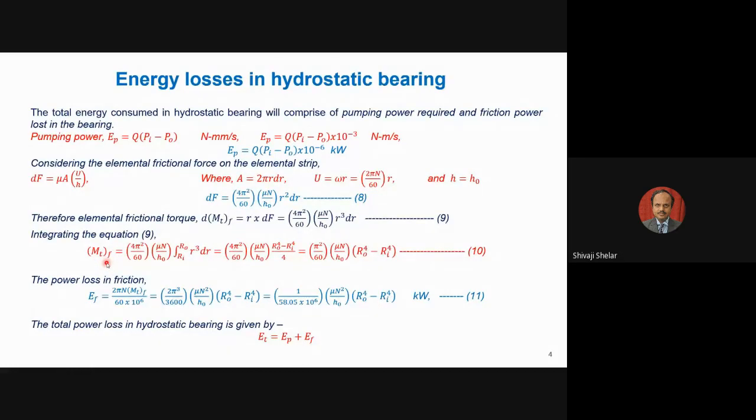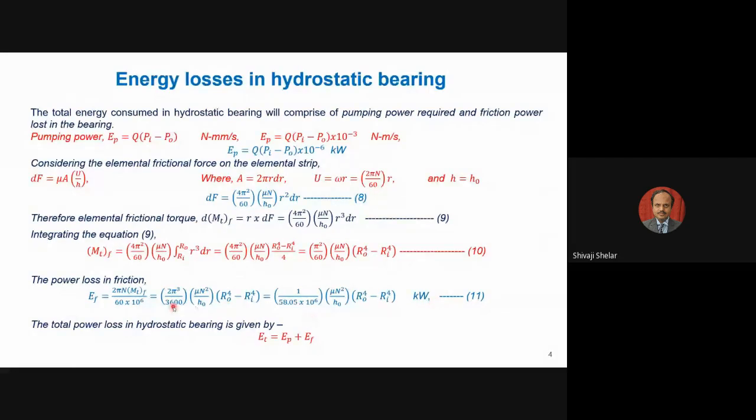Now, whenever there is a frictional torque, your shaft is rotating at constant speed, so the power loss in friction can be evaluated here. Power loss in friction, EF, E stands for energy and F stands for friction. Now this is a mechanical power, because it is rotating, so I'm using the formula for mechanical power: 2 pi n MT upon 60 into 10 to 6. Since MT we use in Newton millimeter, I've used 10 to 6 so that I get the value in kilowatt.